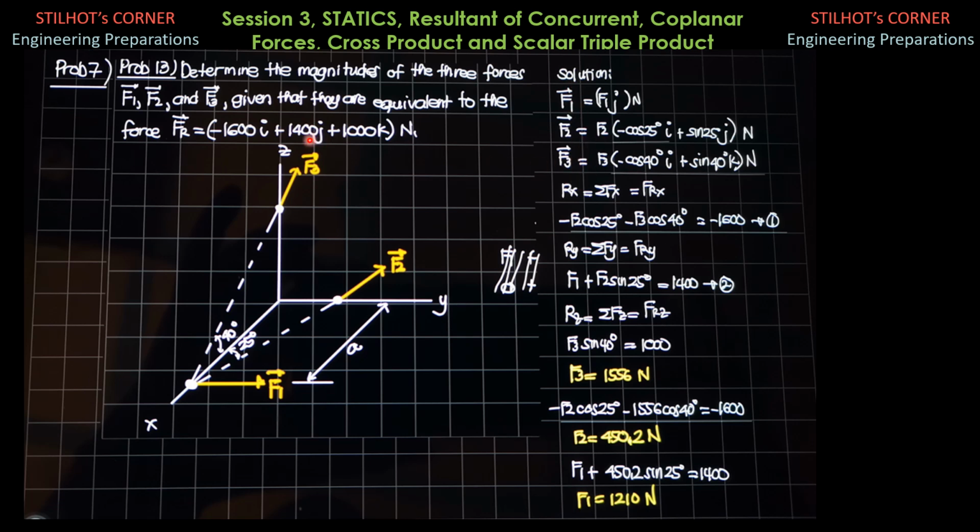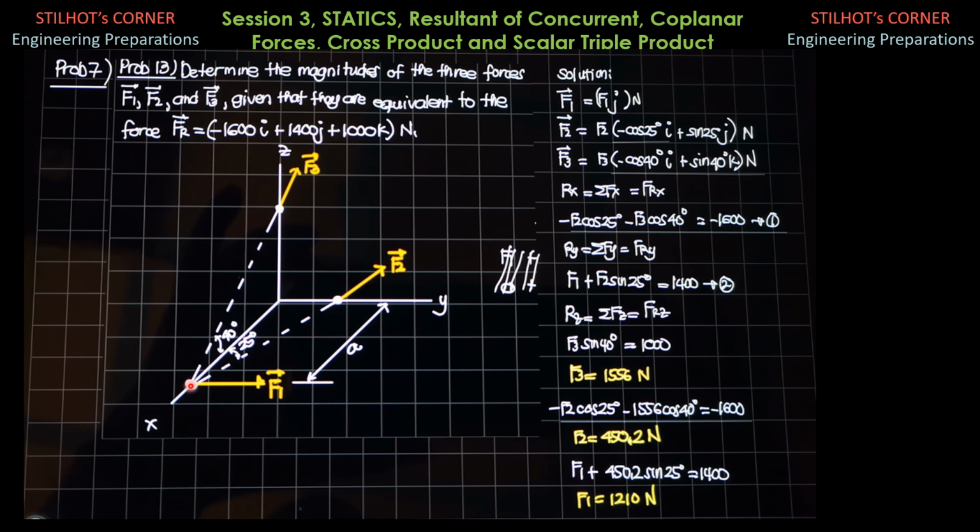And we then sum up forces along x. The x component of the resultant is negative 1600. The first force has no component, so we have negative F2 cosine 25 degrees. Then the x component of F3 is negative F3 cosine of 40 degrees. We equate that to the x component of the resultant, which is negative 1,600. Call that equation 1.